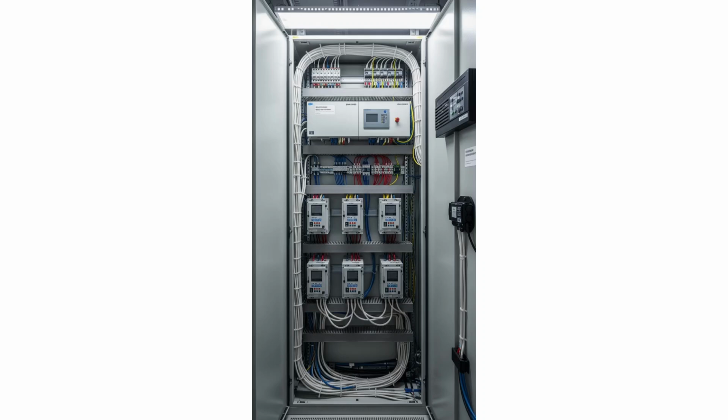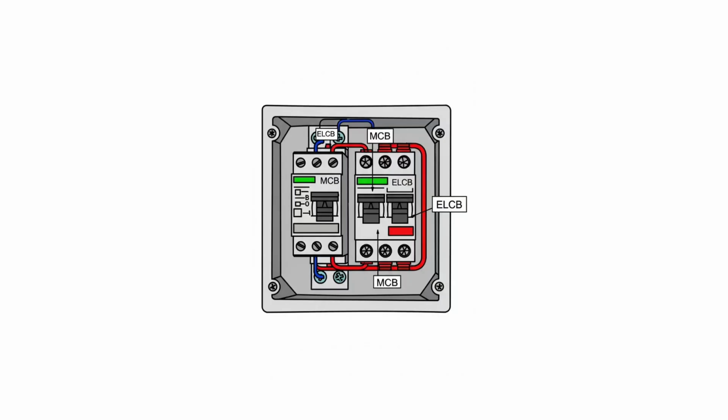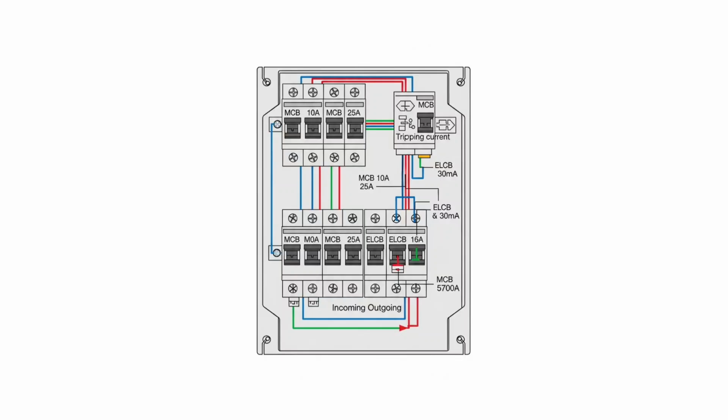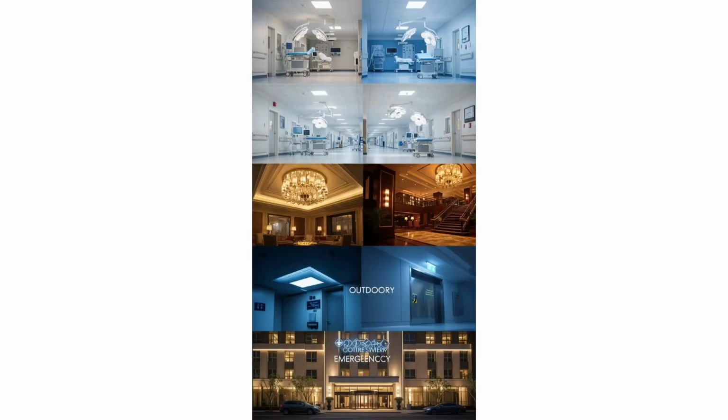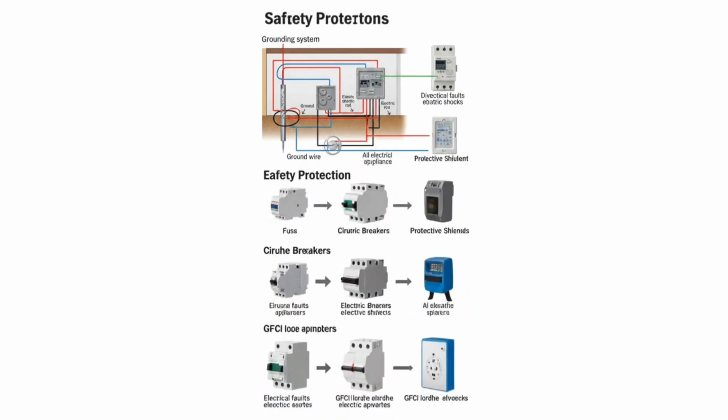After entering the building, electricity goes to the main electrical panel. This panel controls and distributes power to different areas. From the main panel, power flows to distribution boards, also called DBs. Each DB supplies power to specific floors or zones.